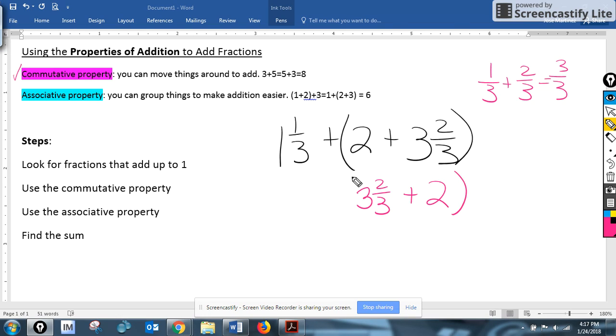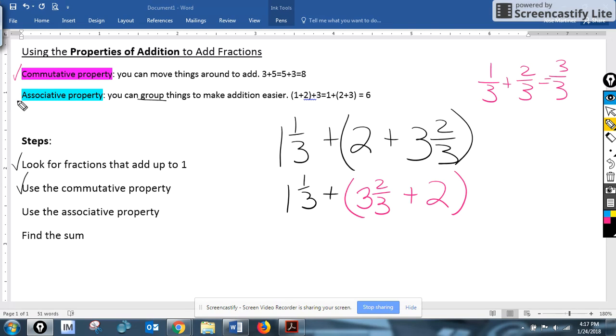I haven't really done any computation, no addition, no subtraction. All I did was move it, okay? And the 1 and 1/3 is going to stay the same. All right, so now that I've used the commutative property, I got the fractions a little bit closer to each other, which was my goal. That's step number 1, and I just did step number 2. Step number 3 is use the associative property. Remember, it's the one about grouping things together so that I can add in a much easier way.